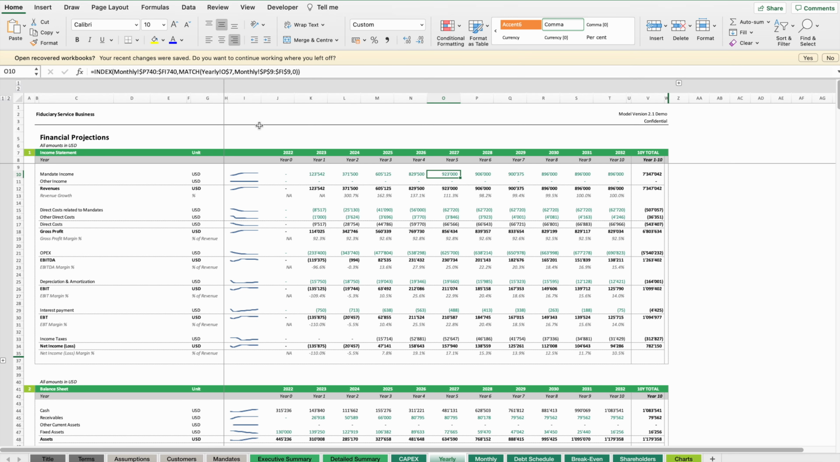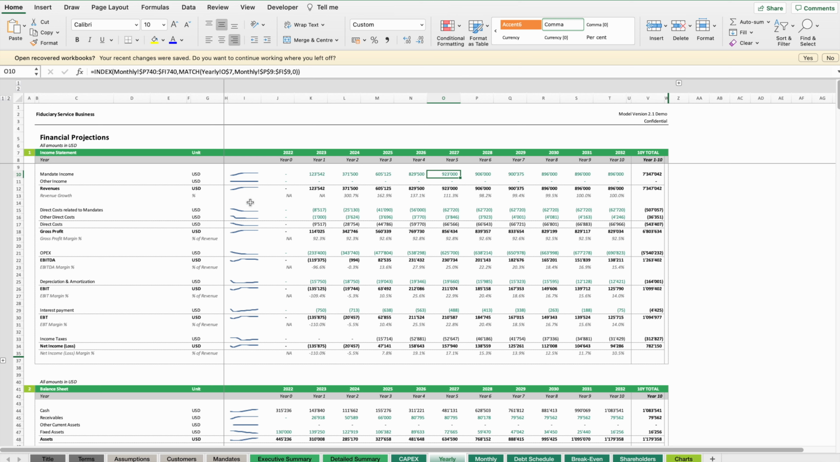In this video, we are looking at the business model of a fiduciary and will cover how to plan revenues and costs over a period of multiple years. For this video, we're going to use a financial model template from efinancialmodels.com. A link to the template used is included in the description below.